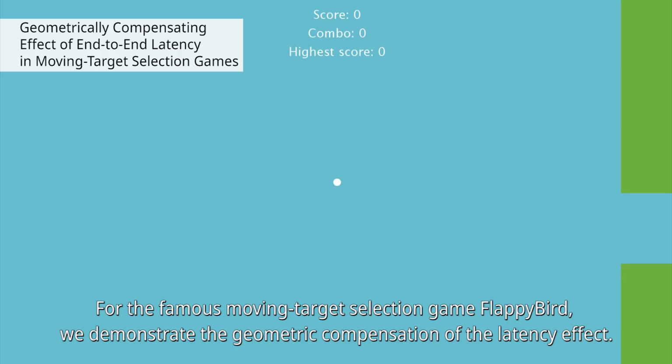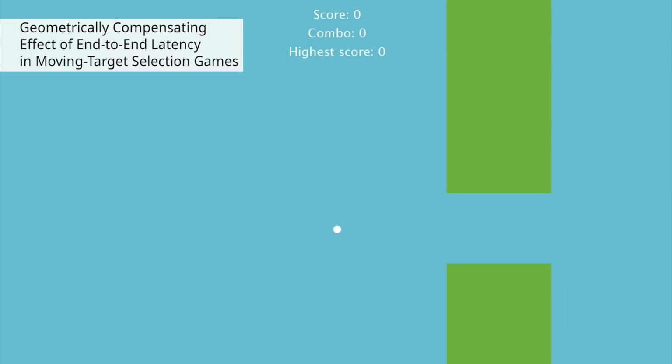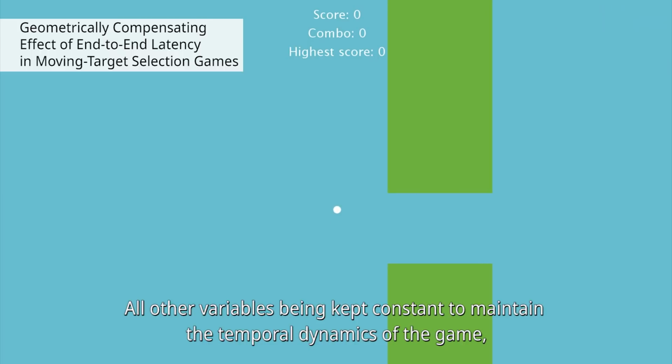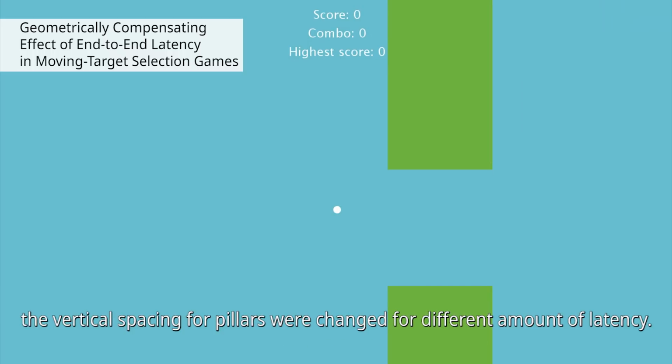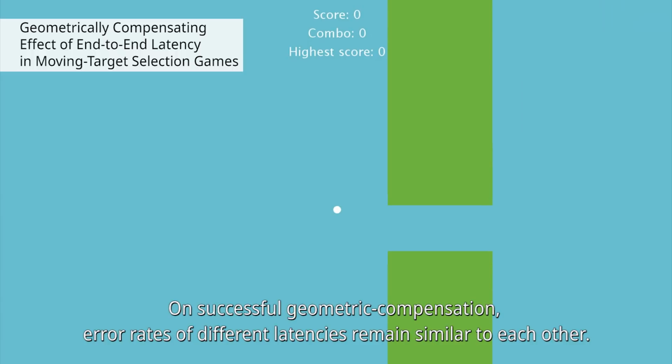For Flappy Bird, we demonstrate the geometric compensation of the latency effect. All other variables being kept constant to maintain the temporal dynamics of the game, the vertical spacing for pillars was changed for different amounts of latency. On successful geometric compensation, error rates of different latencies remain similar to each other.